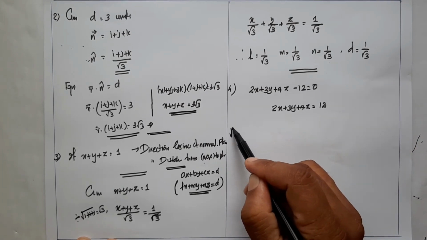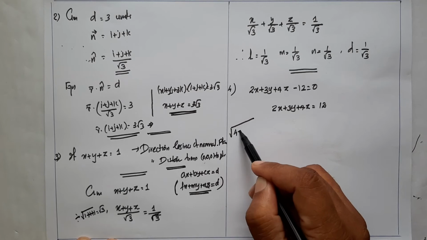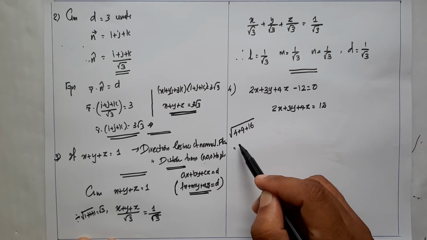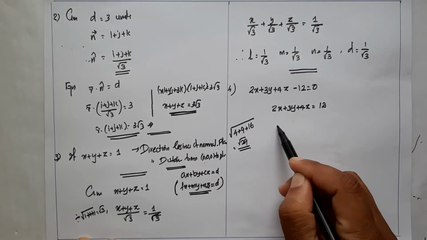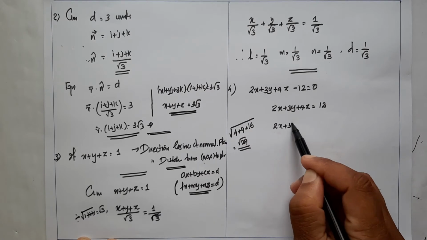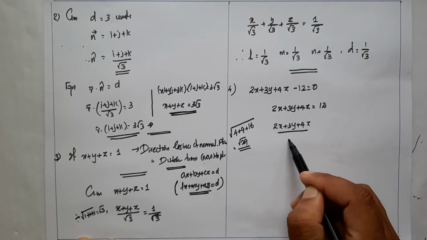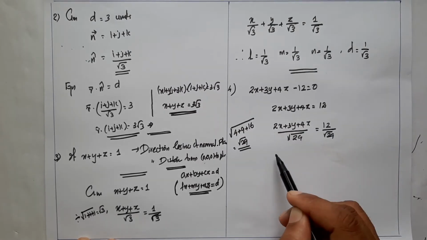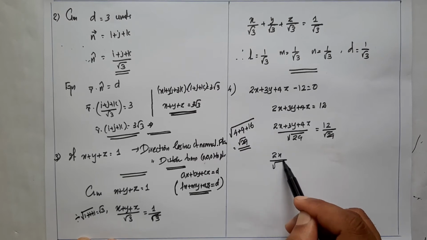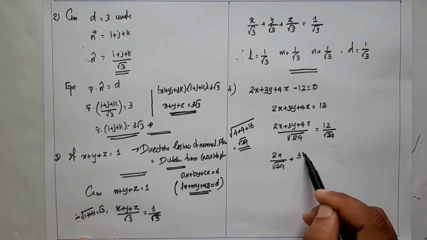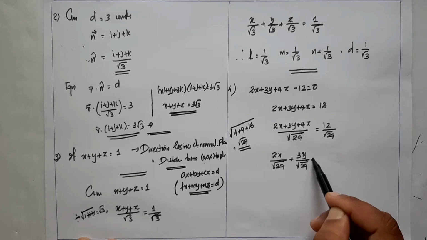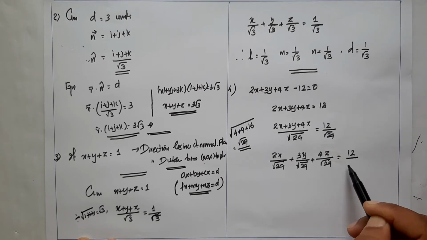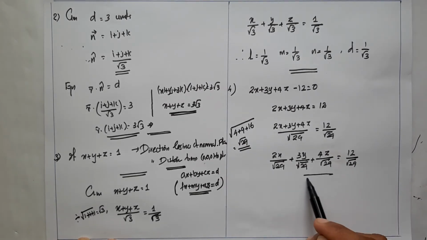Now dividing left and right by the square root of 2 square, 4, 9, 16, which equals root 29. Therefore 2x plus 3y plus 4z divided by root 29 is equal to 12 divided by root 29. Now splitting, we get 2x by root 29 plus 3y divided by root 29 plus 4z divided by root 29 is equal to 12 divided by root 29, which is the normal form.